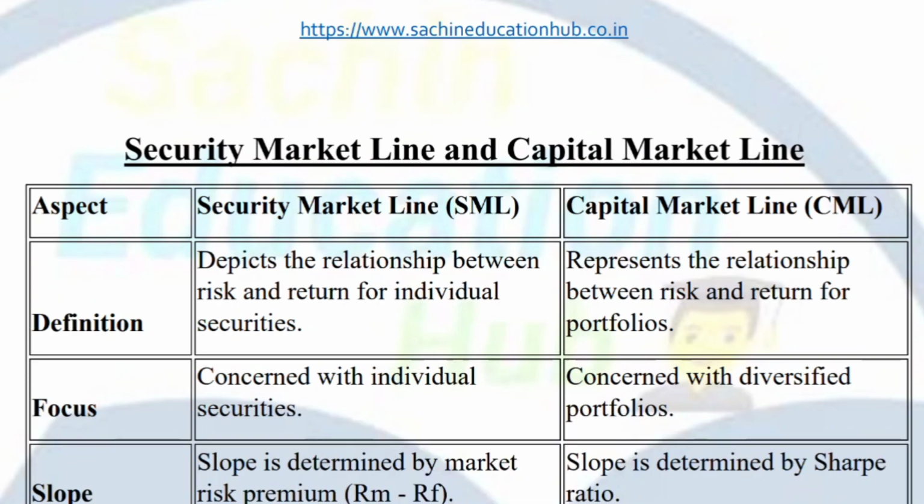But if we talk about CML, that is the capital market line, then it is also showing a relationship, but not only that. It is a trade-off between risk and return. It shows the trade-off between risk and return for portfolios of diversified assets. But the individual security risk and return relationship is shown by the SML, that is the security market line. Okay, so this is the main differentiation.